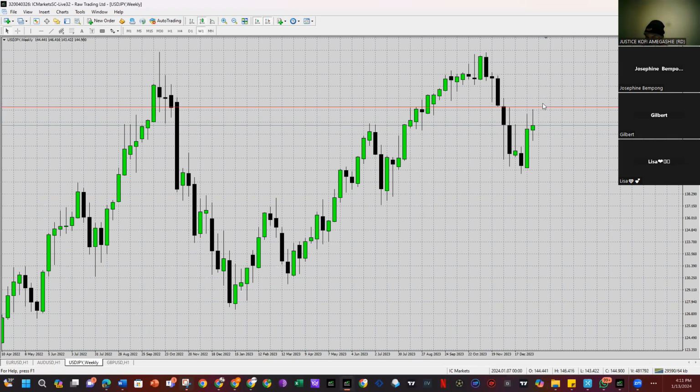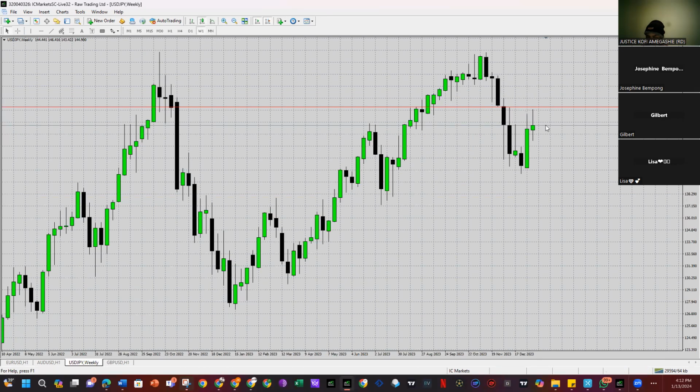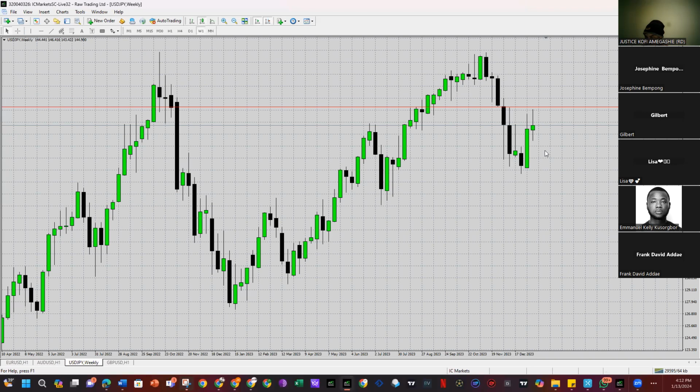But what we want to see now is we want this weekly candle, the next one that will come, to be black. Because on the monthly, this thing should move down. So for it to move down, it can't be green. For it to move down, it has to be black.